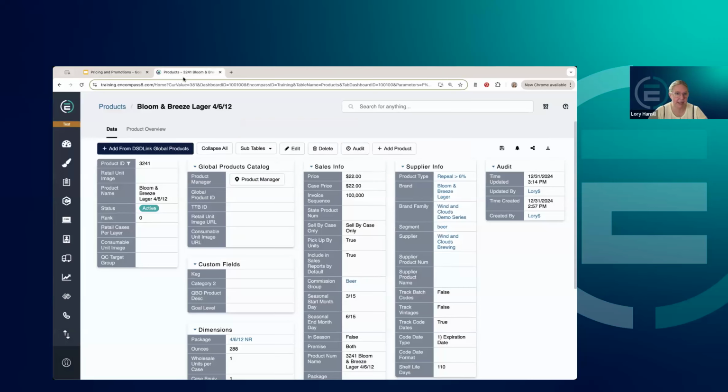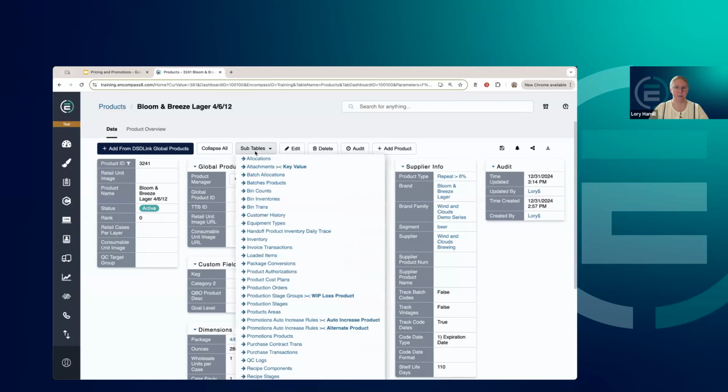What I'm looking at here is a product called Bloom and Breeze Lager, and it is a seasonal product. I've just recently added it to my site in preparation, knowing that I'm going to get it in spring. I see that it has a seasonal start month day of 3/15, so I don't yet have it in stock, or I'm about to receive it. And I want to make sure that there's a front line associated with it so that it's invoiceable when I actually do have it. Now, I'm going to start by looking at these promotion tables.